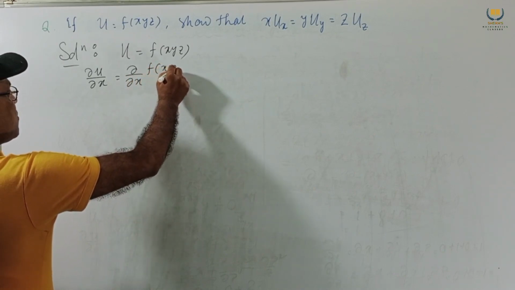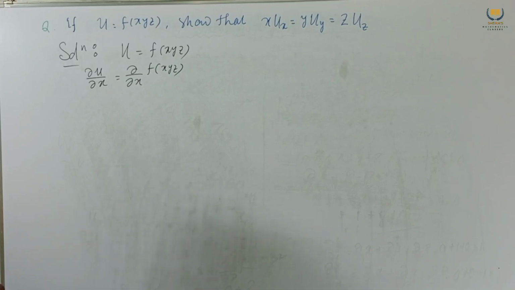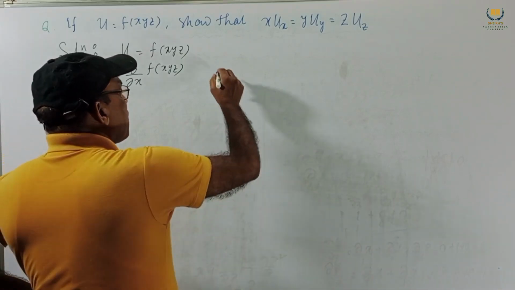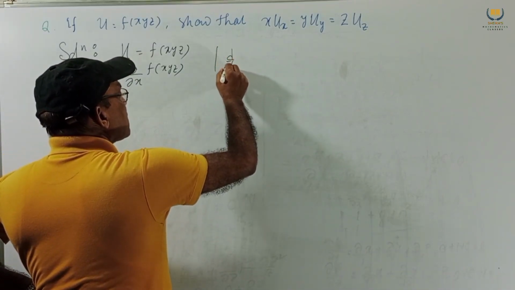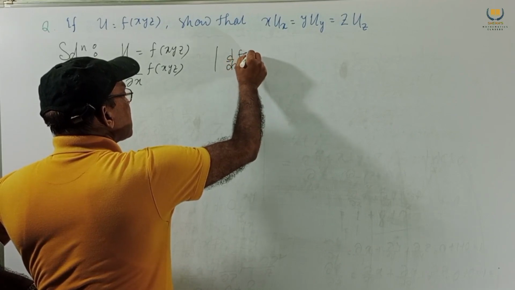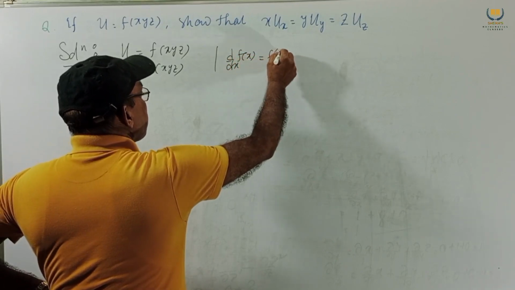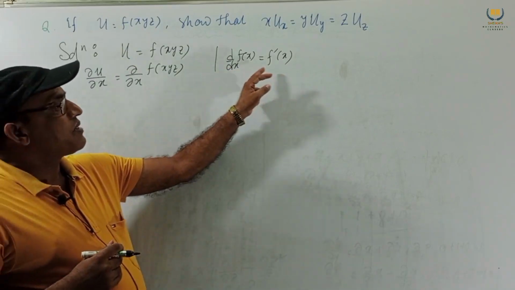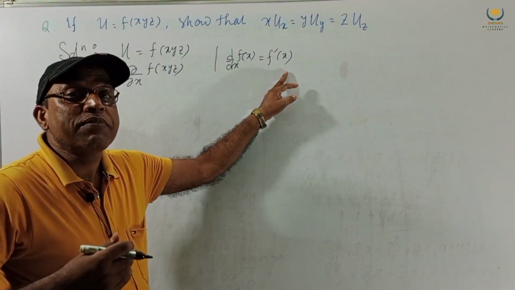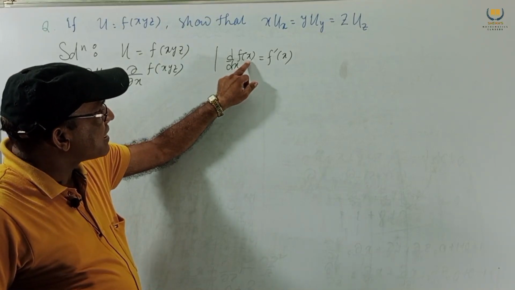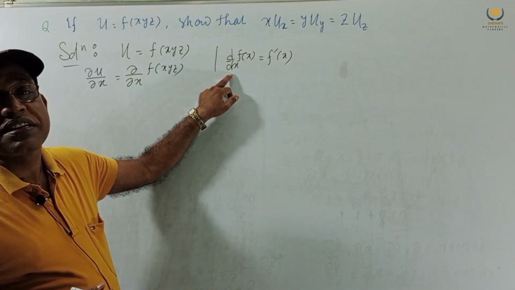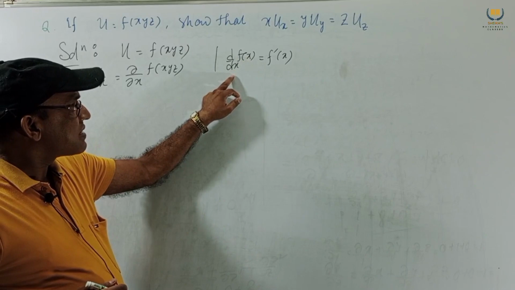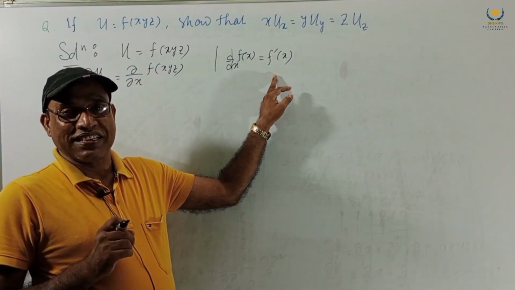I can write directly also, but I will show. We know this formula: d/dx of f(x) is f dash x. D/dx of f(x) means f dash x. When you get f dash x, if both the x are the same, then the answer is f dash x.